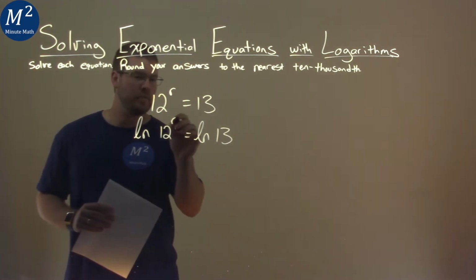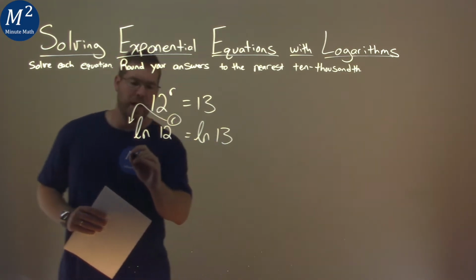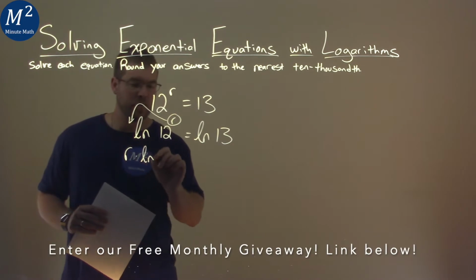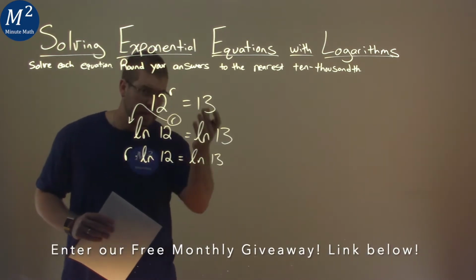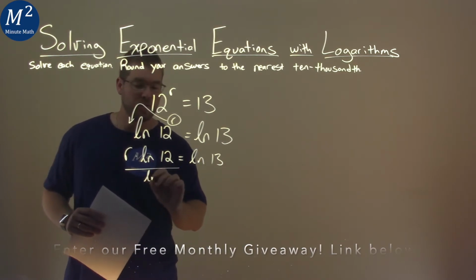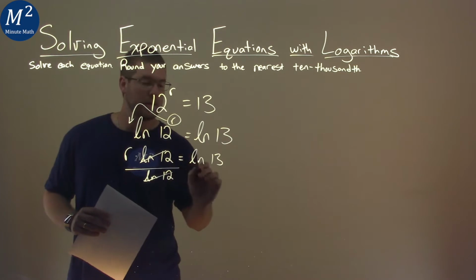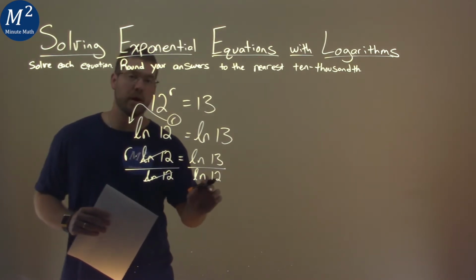When that happens, this exponent of r can come out front. So we have r times natural log of 12 is equal to natural log of 13. Continuing on this track, we have multiplication here. Divide both sides by natural log of 12 to eliminate it on the left, but we bring it to the right-hand side.